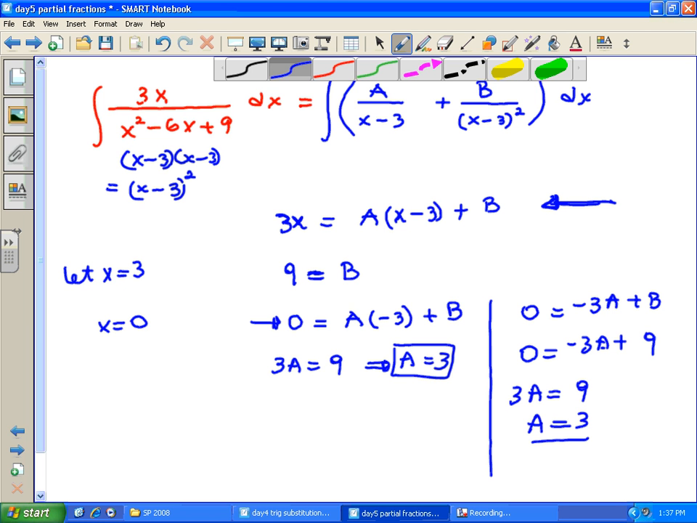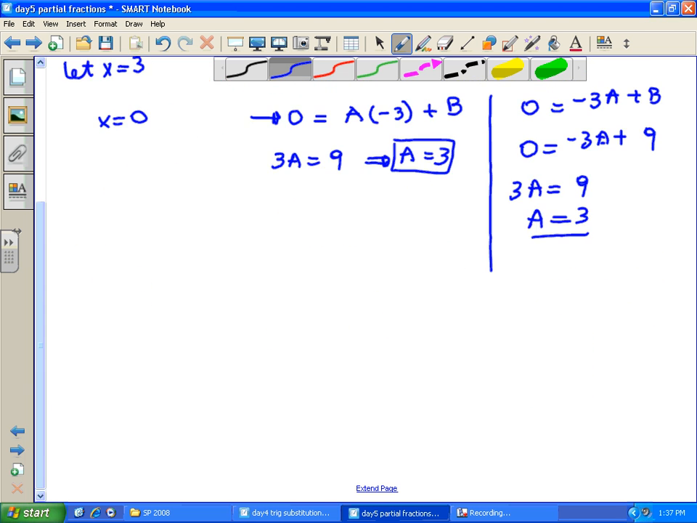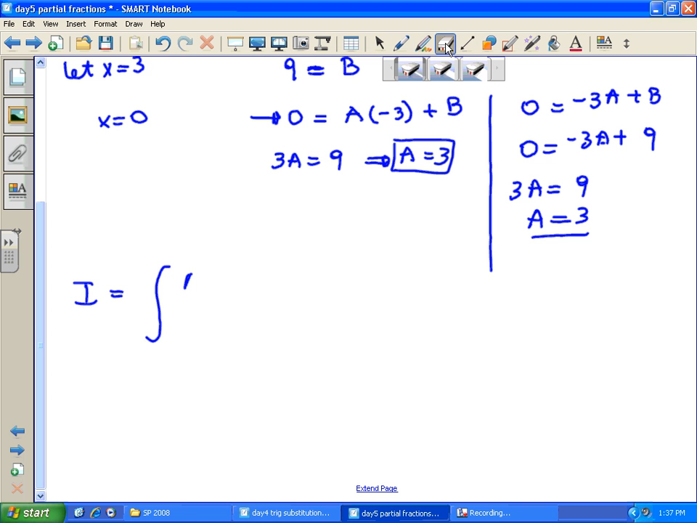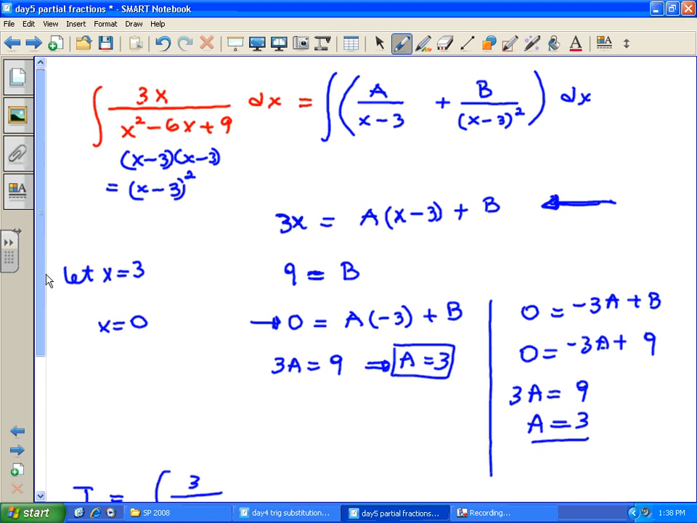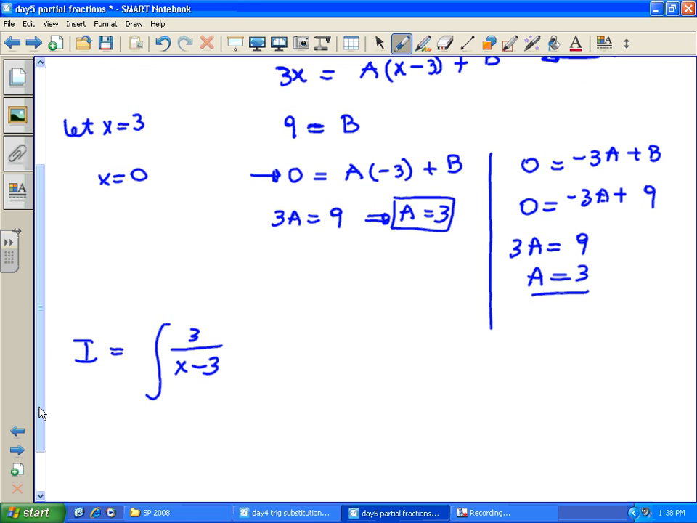Okay, we have the a, we have the b. Can we finish the question? Let's take a look. So we want a over x minus 3, and a is 3 in this case. So 3 over x minus 3. And then looking back to our equation on the top, b over x minus 3 squared, and b was 9. So 9 over x minus 3 squared.